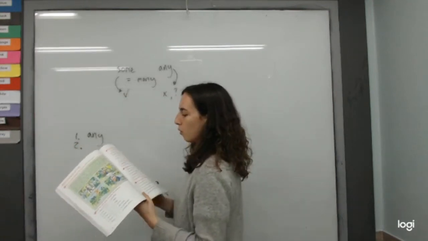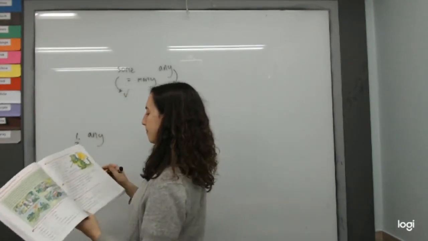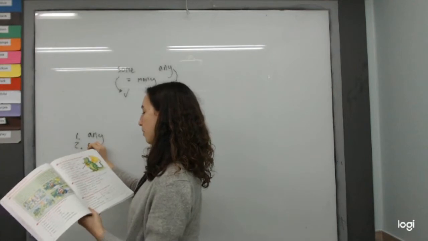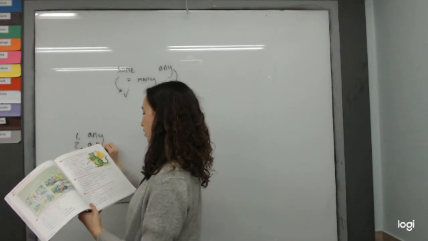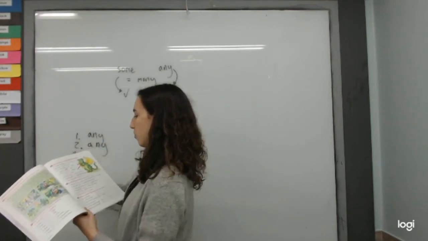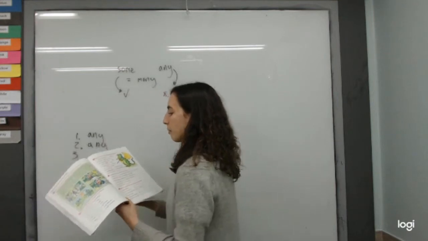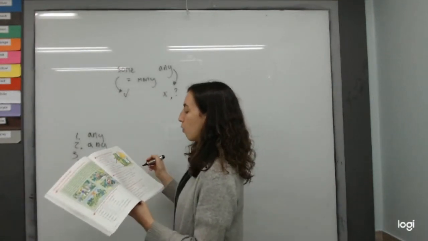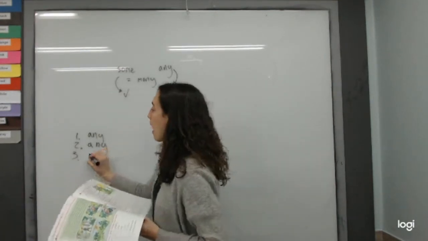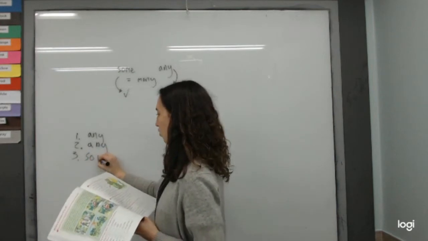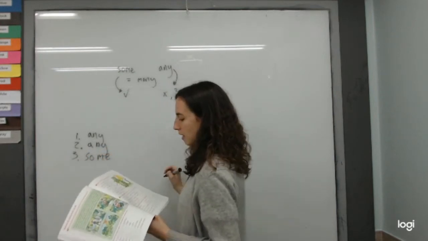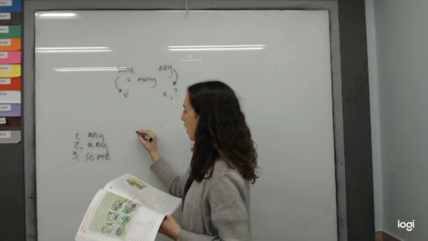Number two, were there any computers 500 years ago? This is a question, so we answer with any. Number three, in the museum, there were some dinosaur bones. Because it is a yes, it is some.